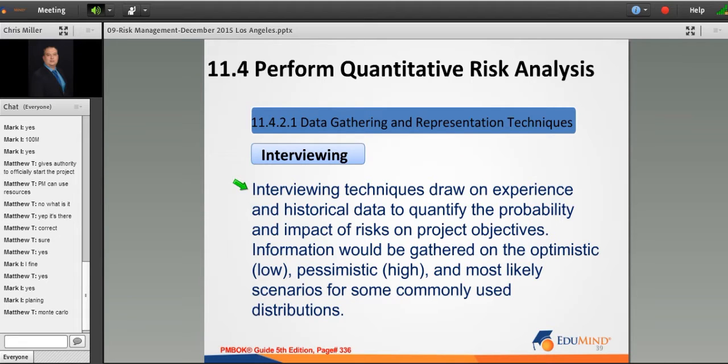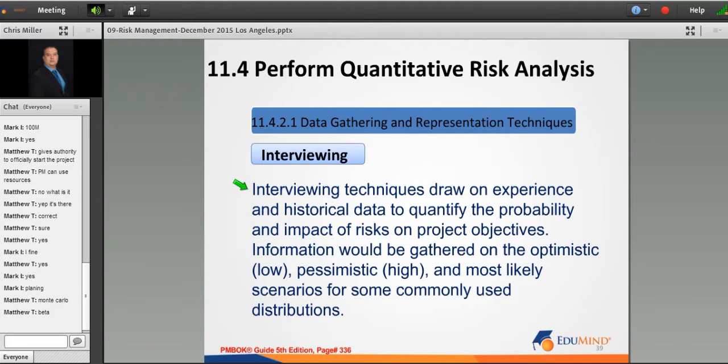Interviewing techniques draw on experience and historical data to quantify the probability and impact of risks on project objectives. Information would be gathered on the optimistic, which is the low, pessimistic, and most likely. These terms look familiar. They're used for a particular formula. Do you guys recall what formula? What's it called? Let's see what Matthew's got coming in. PERT, right? There you go.